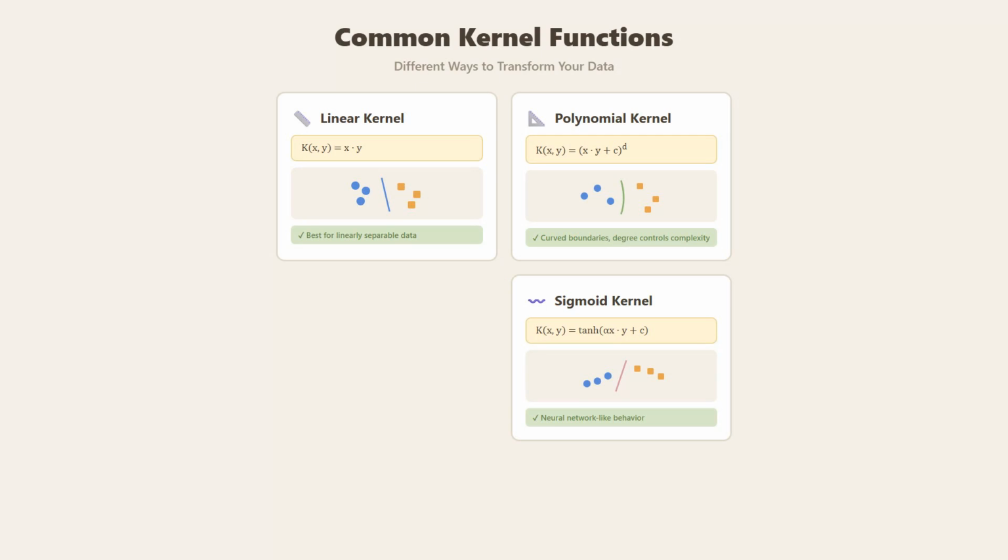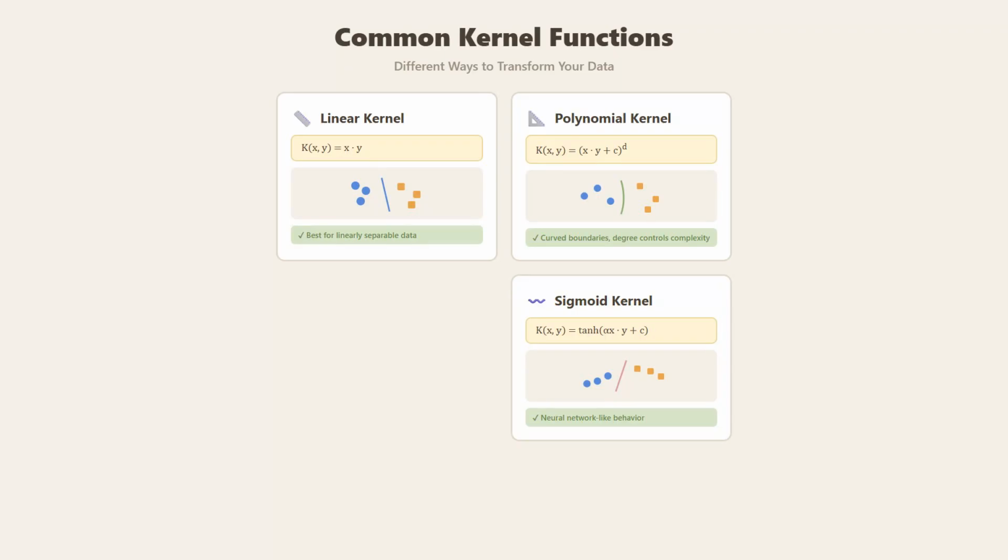Next is the polynomial kernel, defined as x dot y plus c, all raised to the power d. The parameter d is the degree of the polynomial. A degree of 2 creates quadratic boundaries, degree 3 creates cubic boundaries, and so on. Higher degrees allow more complex curves, but risk overfitting.